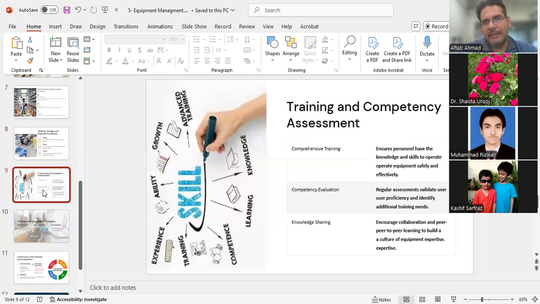Then come the training and competency assessment. Comprehensive training is very, very important. This is what we have discussed in our previous lecture, so I think there is no need to discuss that in detail. And knowledge sharing and competency evaluation, this is also very important. So we have the training of the personnel who are using those equipments. We should properly train them to ensure that they can use the equipment properly.